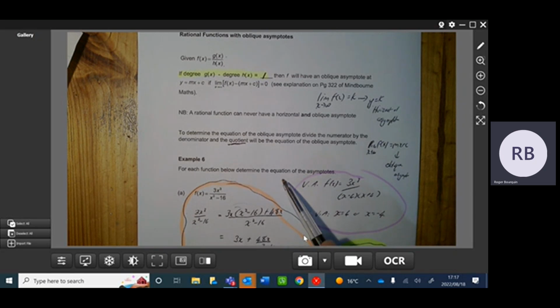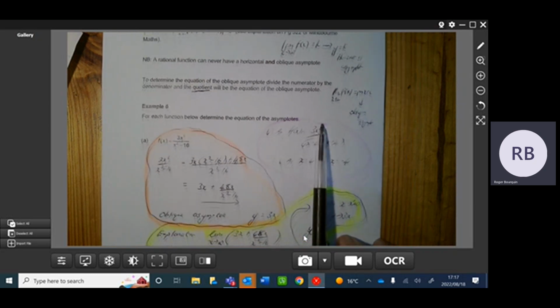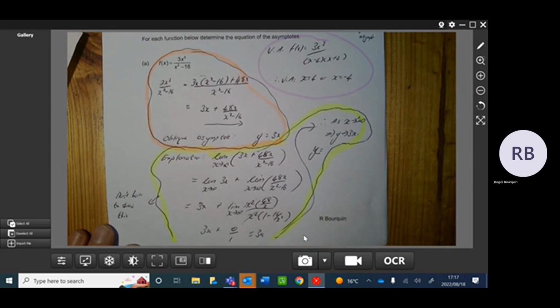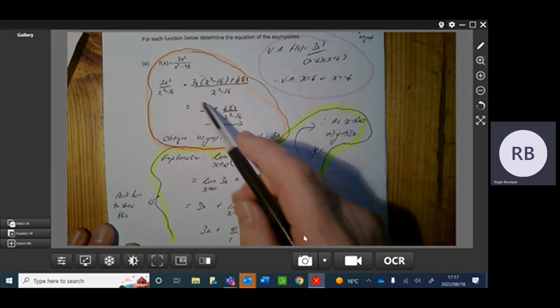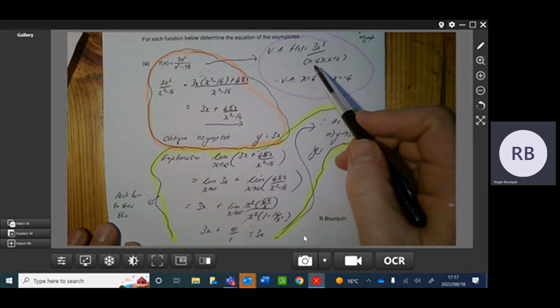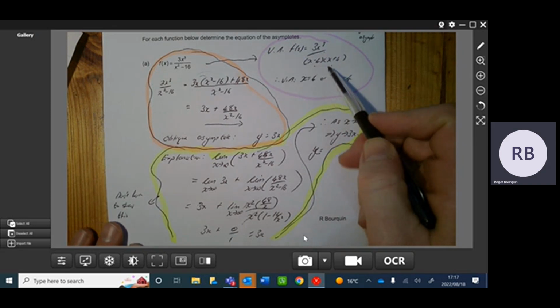To find the equation of the oblique asymptote, we simply divide the numerator by the denominator, and the quotient, in other words the answer we get, will be the equation of the oblique asymptote. So it says for each function below, determine the equation of the asymptotes.